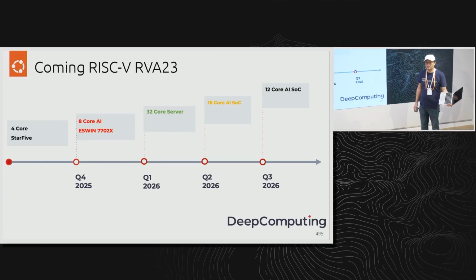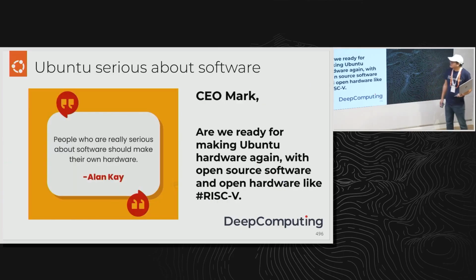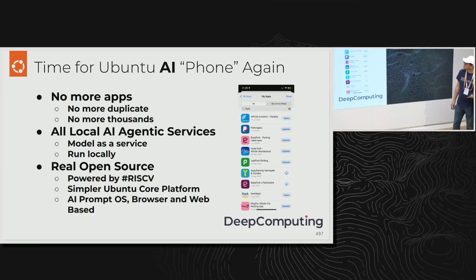So that's why I do Framework. I can't make my own laptop anymore. I'm a software guy. Now this is a joke. I'm sure, you know, Canonical is a very serious software company. It's time to do hardware again, and probably do the chipset again. And my crazy idea is to do an AI phone again.